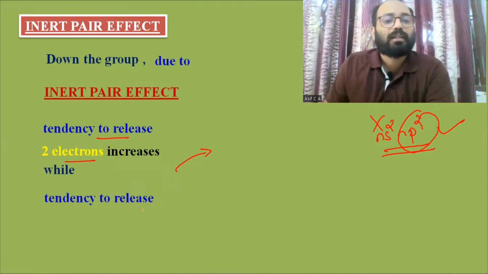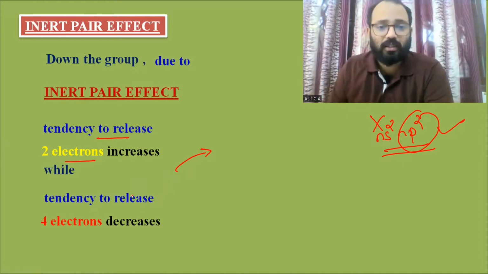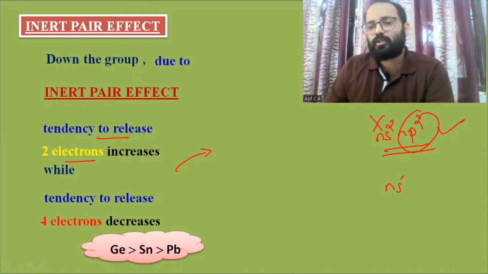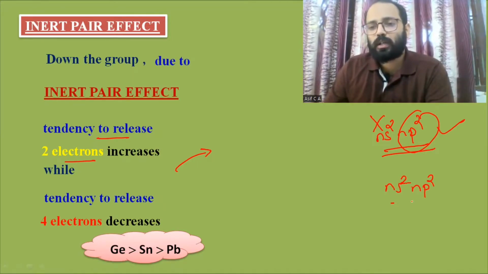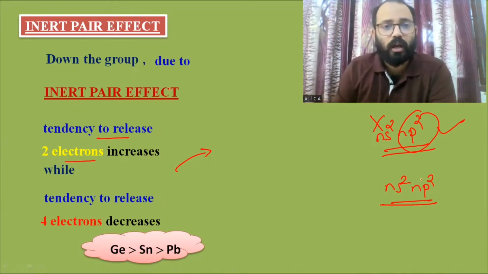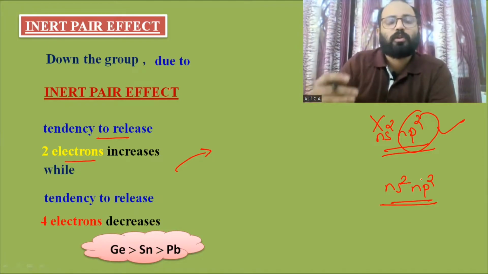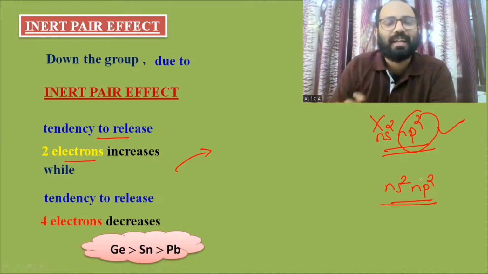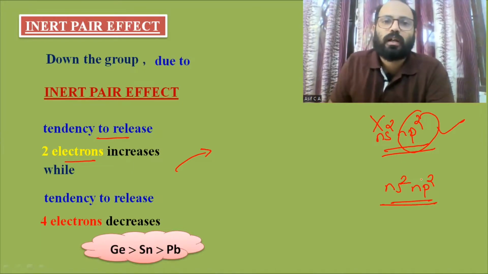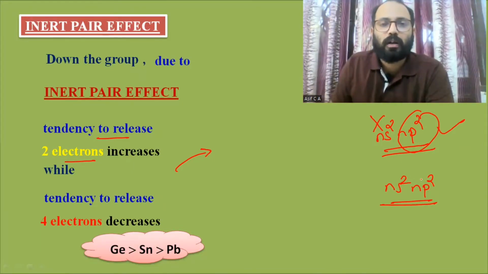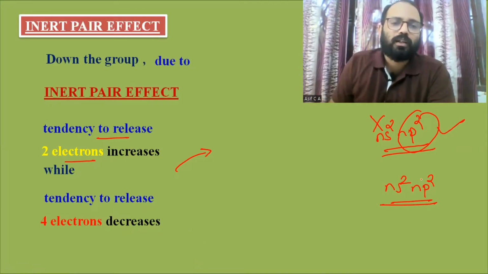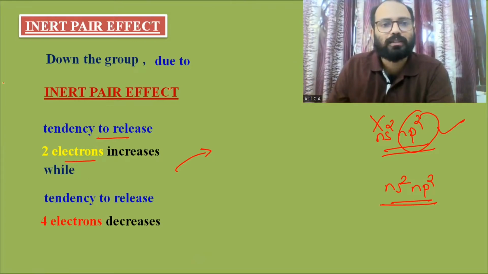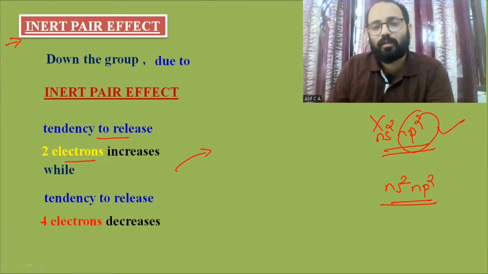But the tendency to release 4 electrons decreases, because germanium has no problem: ns2 np2, it can release 4 electrons. The problem comes when you go down the group, because there will be an increase in the reluctance of the ns2 orbital to take part in bonding. That inability of the ns2 orbital to take part in bonding is what we call the inert pair effect.